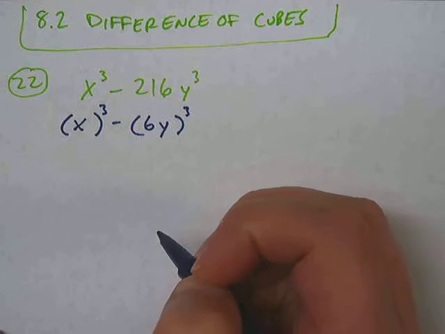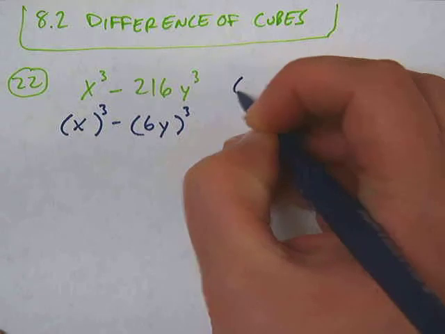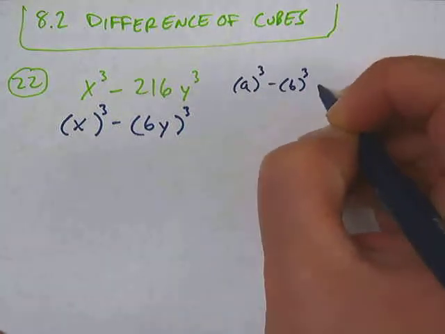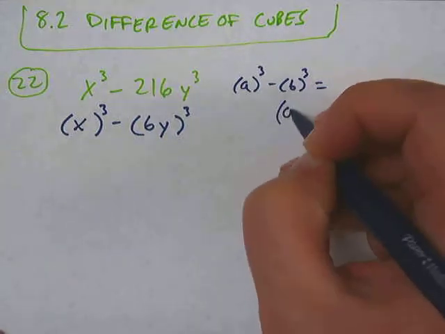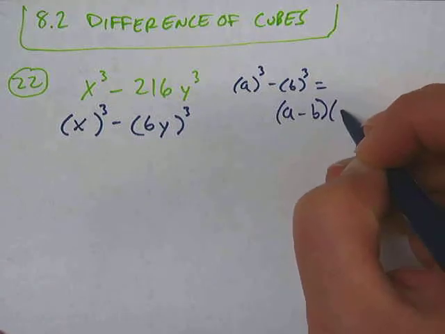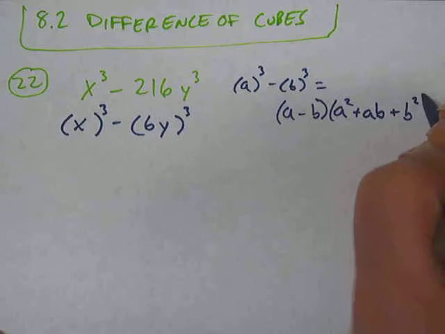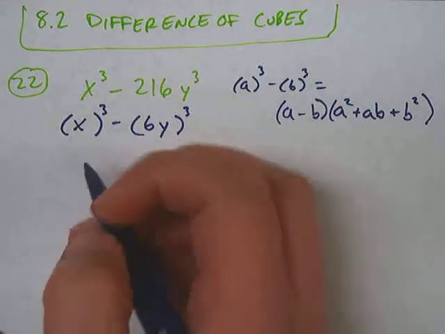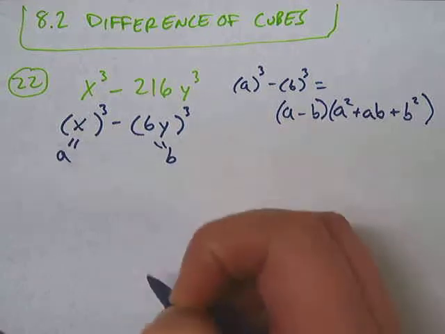Okay, so now what we need to do is remind ourselves of our difference of cubes formula. So this is if we have something cubed minus something else cubed, then that is equal to, so that's a and b, so a minus b times a squared plus ab plus b squared. So that's our difference of cubes formula. So now we have to decide which thing is a. So in this case, x is a, and 6y is b.